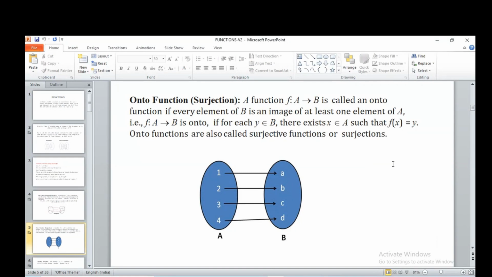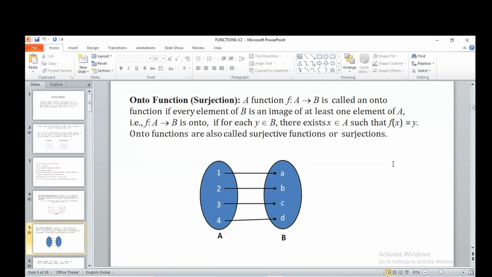If every element of B is an image of at least one element of A. See here, the domain A is mapped to the codomain A, B, C, D. For a function and onto function, then one-to-one function, in the onto function each and every element is mapped.